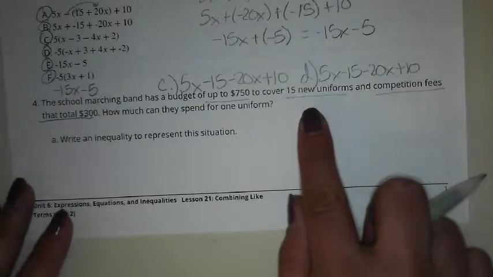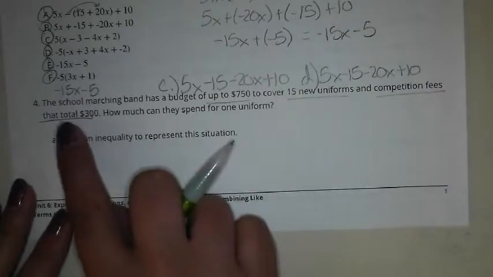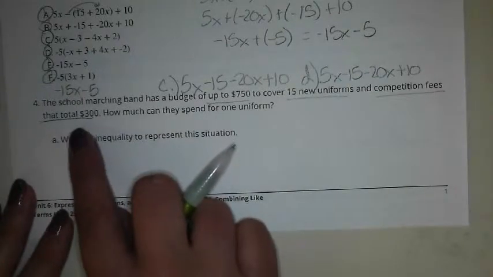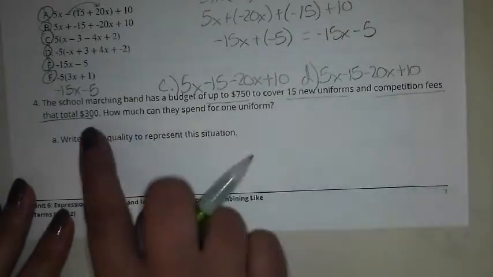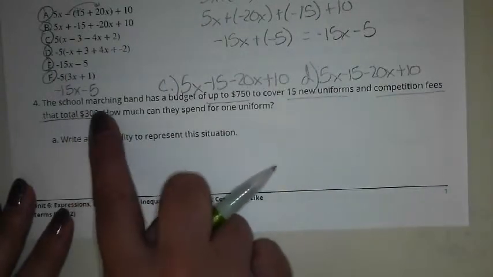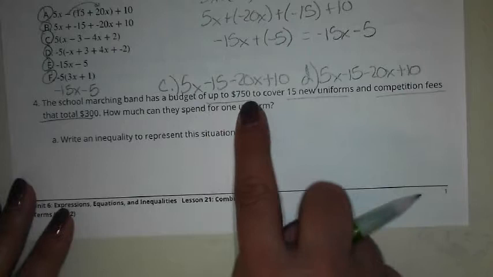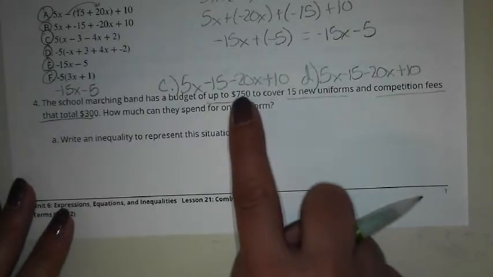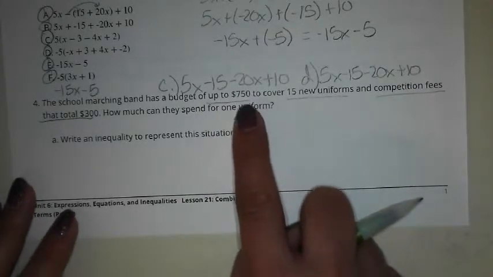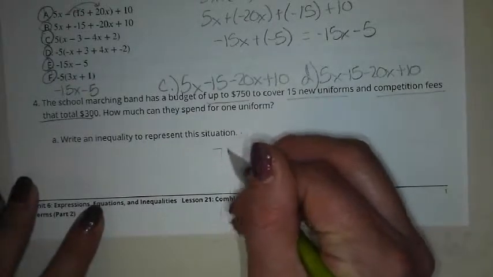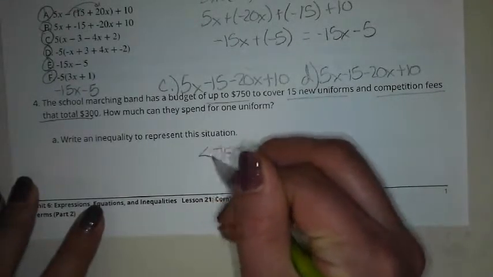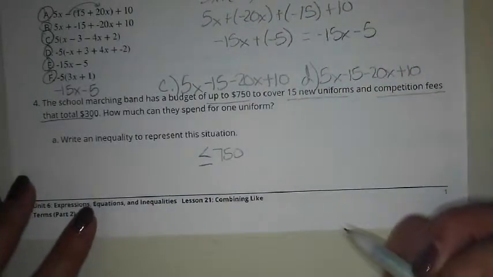So we have our total of 300, but that's just the competition fees. I don't need the total. School marching band has a budget. Okay, so their budget would be the total of up to $750. So not exceeding that, but it could also equal that. So the total would have to be less than or equal to that amount.